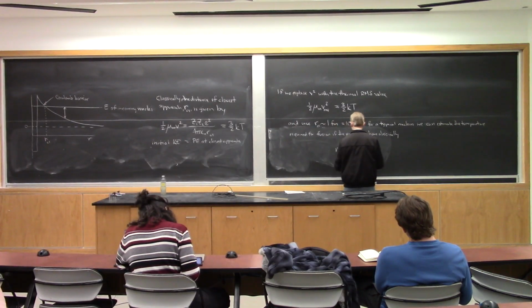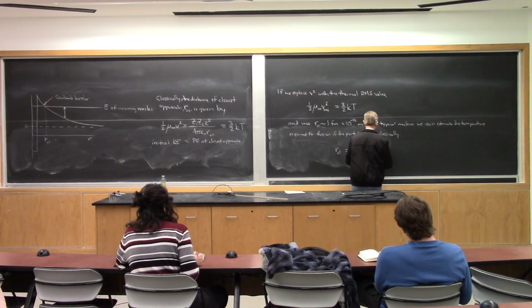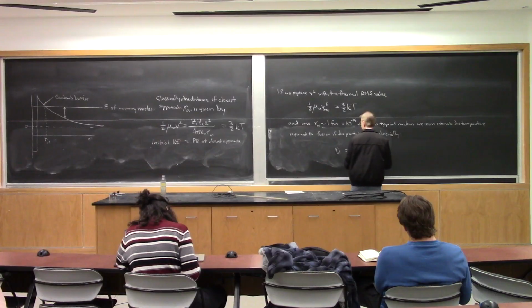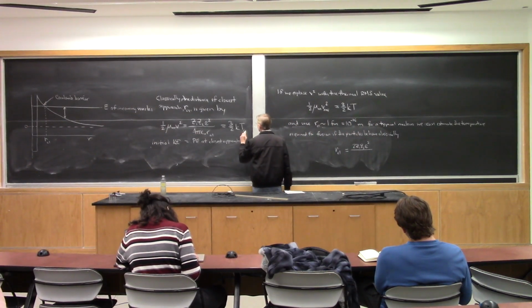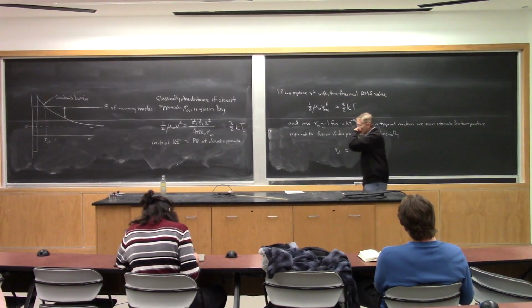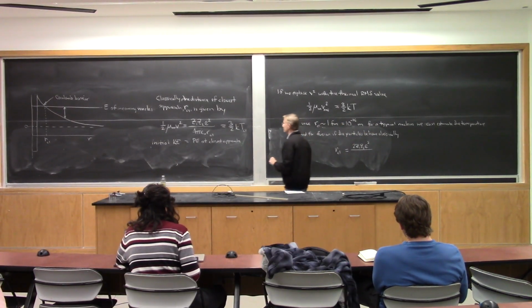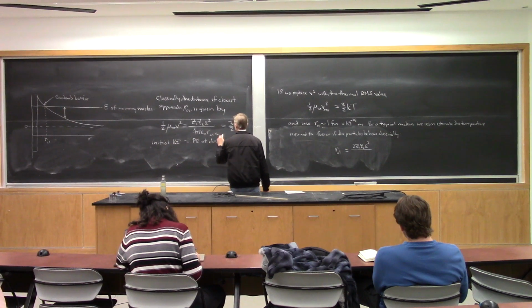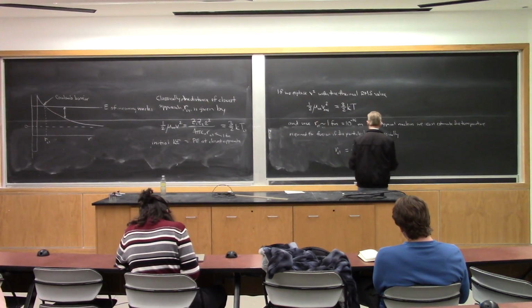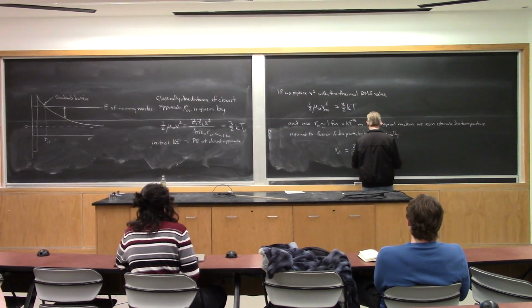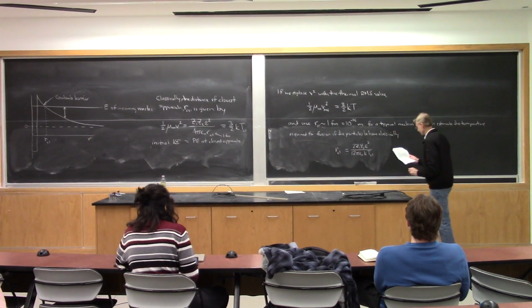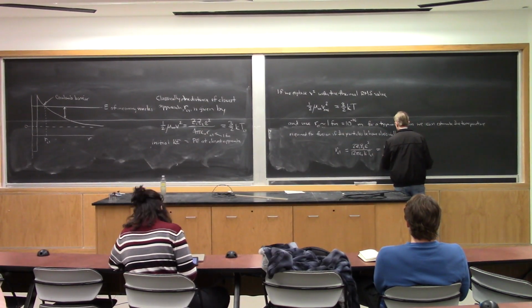Our classical equals 2 Z1 Z2 E squared over... and we'll call this T classical, the temperature expected for classical fusion to occur when we set our classical to a Fermi. Solve for our classical: 2 Z1 Z2 E squared over 12 pi epsilon naught k T classical equals 1 Fermi.